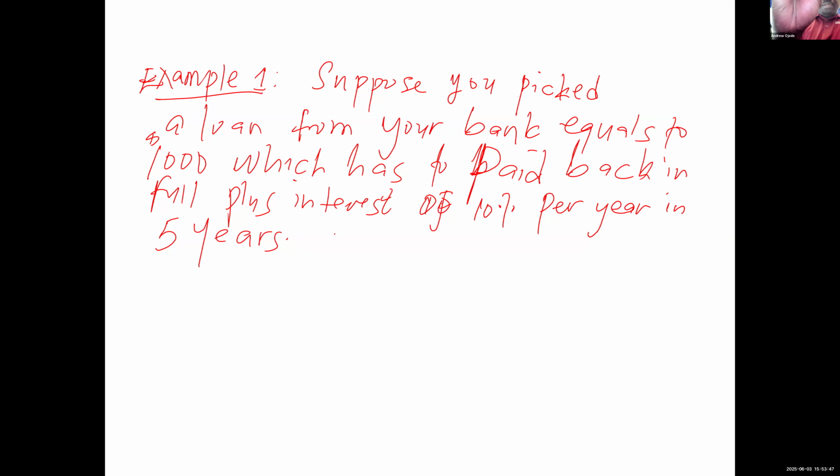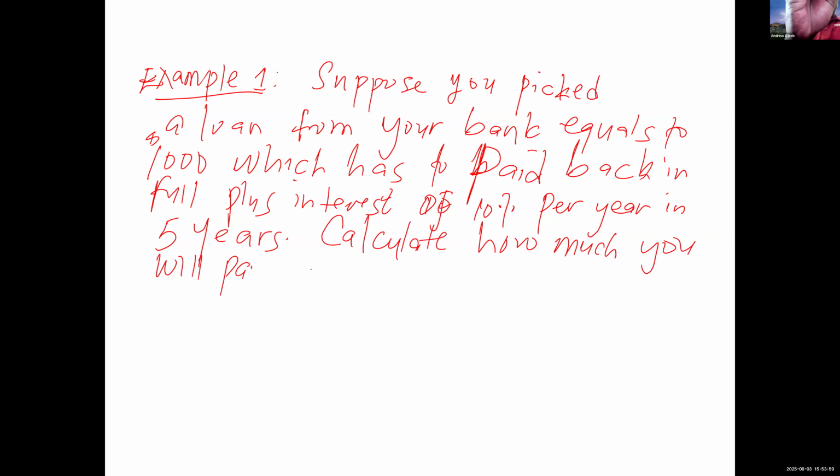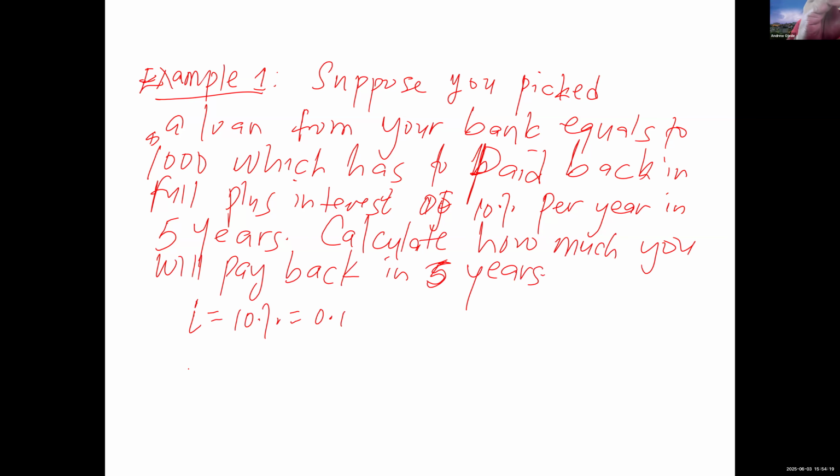Then I ask you, calculate how much you will pay back in 5 years, or after 5 years. This is very easy, that's why we call it a simple loan. So we have been told the interest rate is 10%, which is 0.1, and n is 5. The loan has to be paid back in 5 years. And the present value of the loan, so-called the loan value, is $1,000.